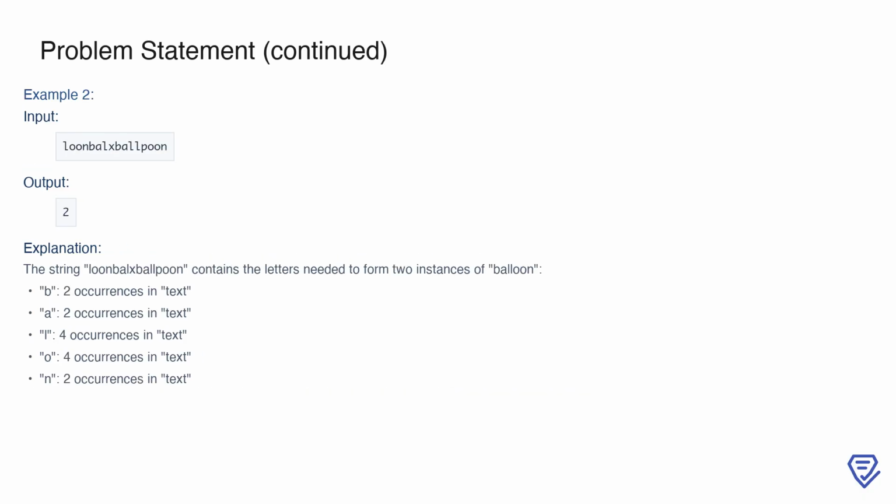Now, let's look at a second example with the input string LeetCode. In this case, the string contains 2 B's, 2 A's, 4 L's, 4 O's, and 2 N's. Since forming one instance of balloon requires 1 B, 1 A, 2 L's, 2 O's, and 1 N, we can see that the available counts are sufficient to form two complete instances of balloon. After using the required letters for these two instances, there would not be enough remaining letters to form a third instance. Therefore, the output for this example is 2.